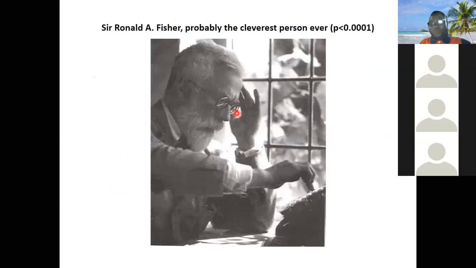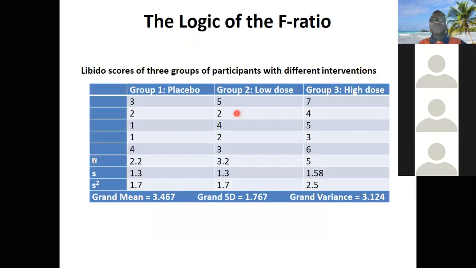Just leave that one. Look at this man, Sir Ronald Fisher. Somebody said he was probably the cleverest person ever. He was a geneticist, and he was the one that computed the statistical tables before the computer came. Yes, the statistical tables we use to look at our p-value and all those things.